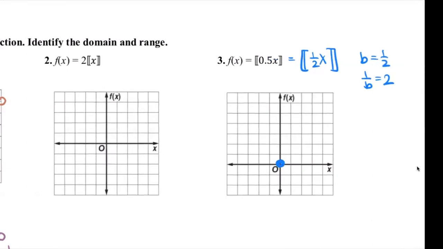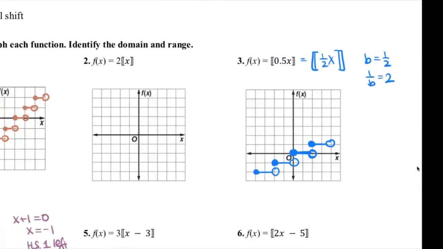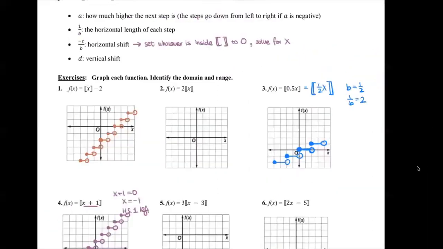No shifts, so I still start at the origin, but now each step is not 1 unit long, it's 2 units long. It's going to look something like that. All right, and if you don't feel comfortable having those float, it's okay to just leave it like that and just assume that the rest keeps going. Okay, so that's it for number 3.